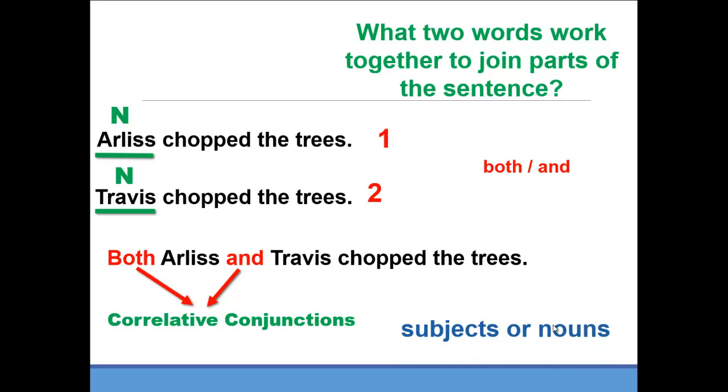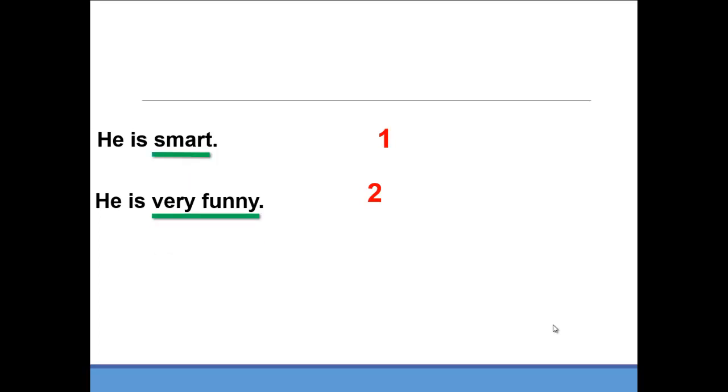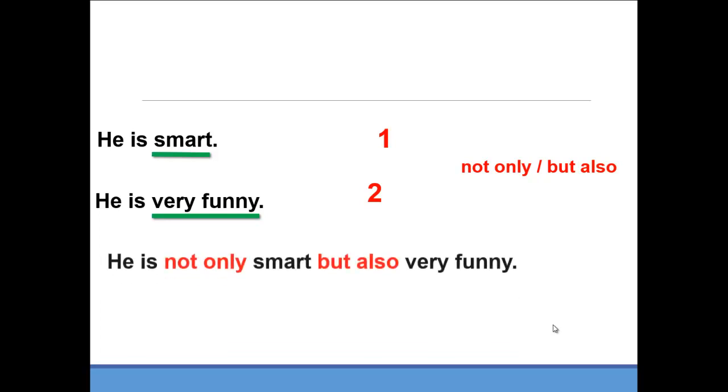Great. Let's take a look at the next example. He is smart. He is very funny. What parts of the two sentences do you think need to be joined together? Smart and very funny. So how do you think these two parts are going to be joined? We can use the conjunctions not only but also. The conjunction not only is going to be used before the first part, smart, and the conjunction but also is going to be used before the second part. So it's going to be: he is not only smart but also very funny.